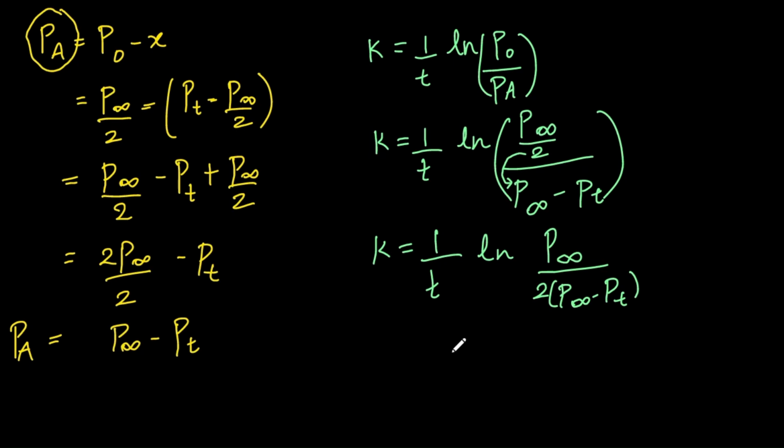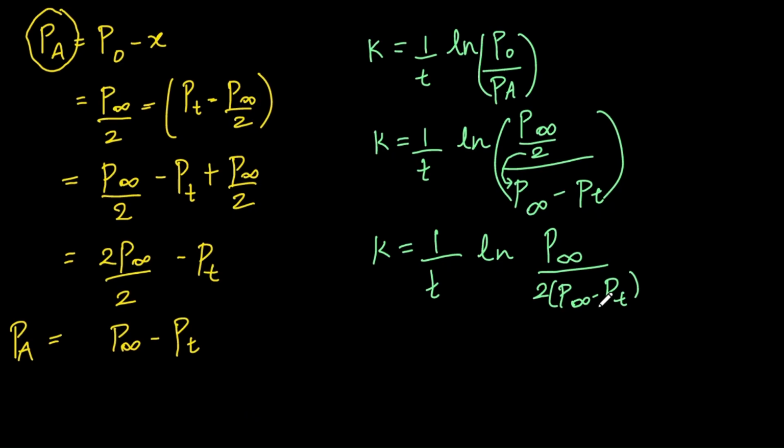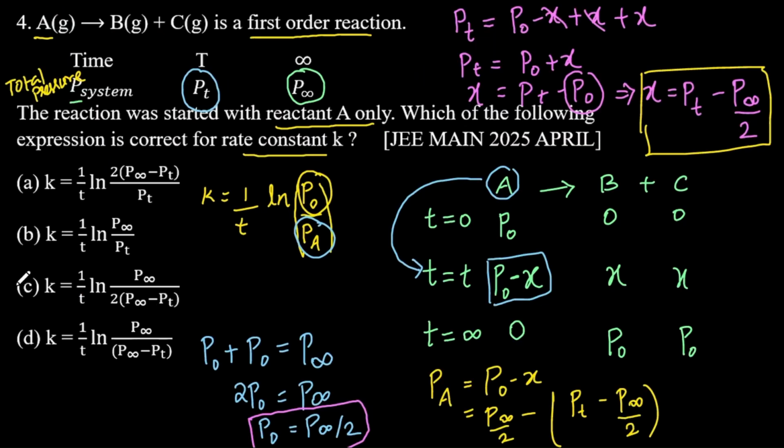So let us see the correct option. The answer is P infinity divided by 2 times P infinity minus Pt. So the correct option is option C.